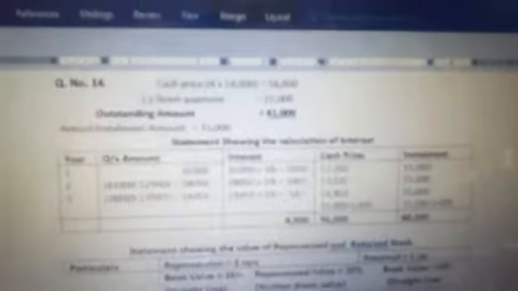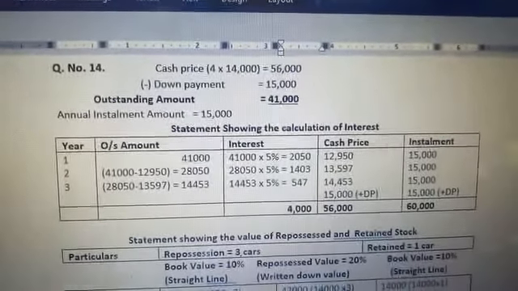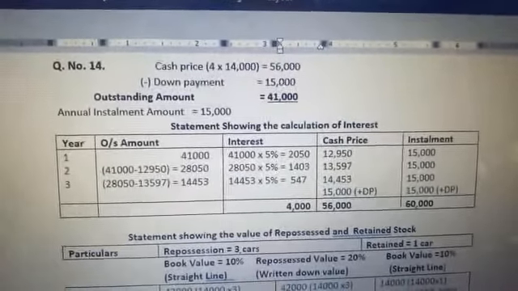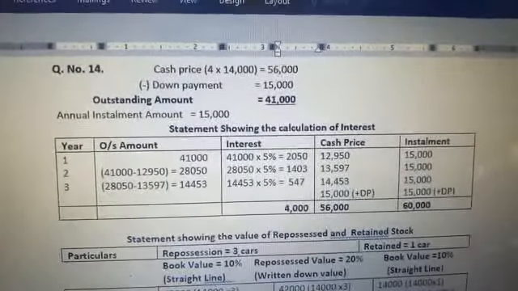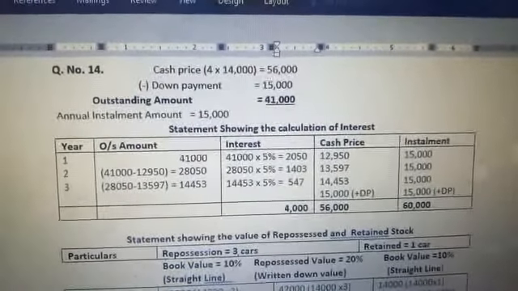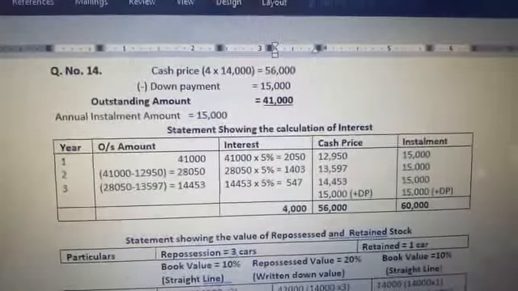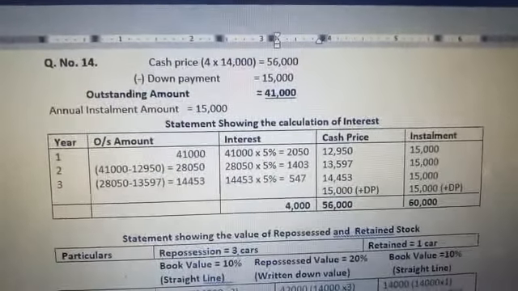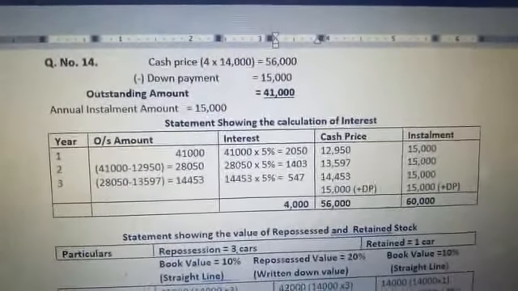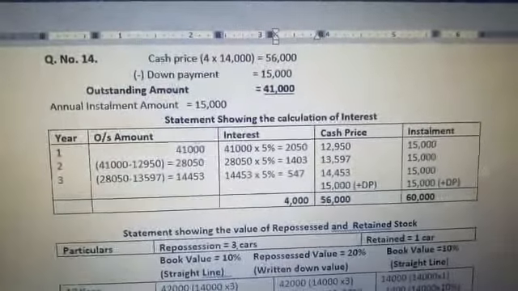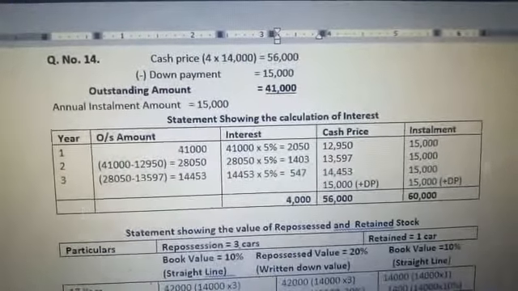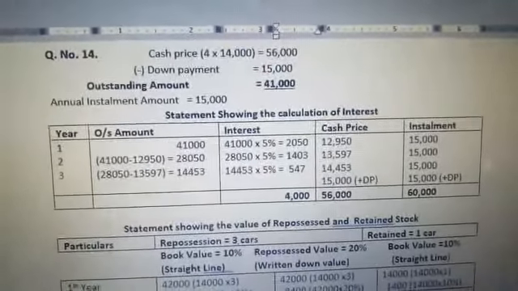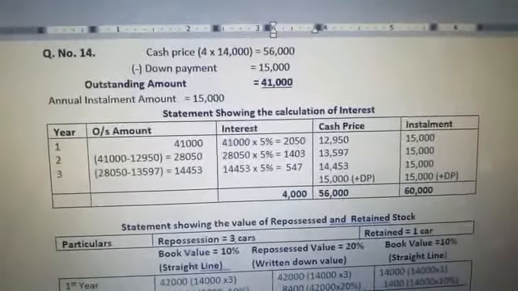So what is the cash price of the cars? 4 cars purchased and the cash price of each car is 14,000. Total cash price is 56,000. 15,000 is paid towards down payment, so therefore the outstanding item is 41,000 and the annual installment is given specifically as 15,000.